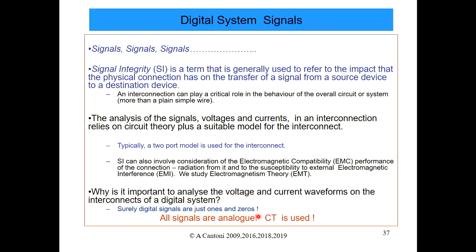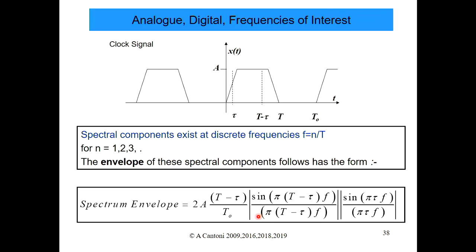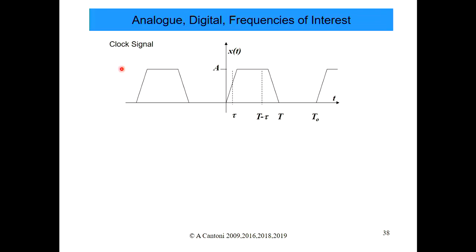In the end, all signals are analog. So we look at a particular digital signal, a clock. A clock signal generally just repeats 0 to 1, 0 to 1, to provide timing for a digital system. And we have 2 aspects to it. We have the rise and fall time, which is measured by this value tau, and we also have the period of the clock.